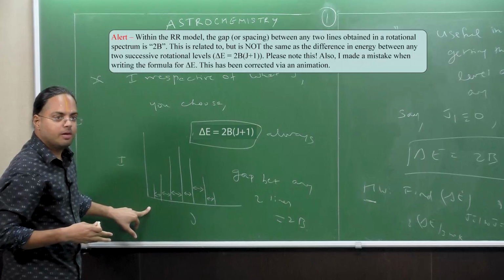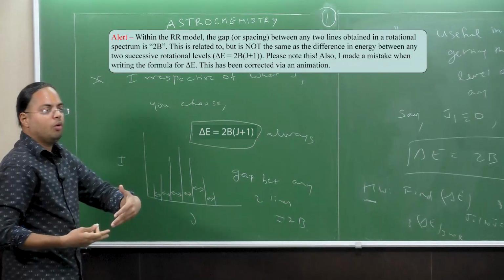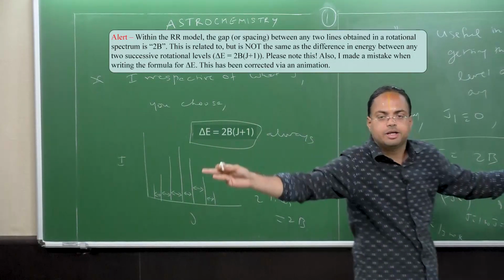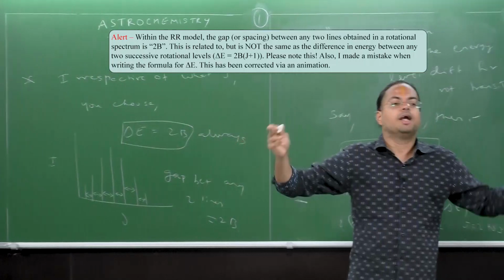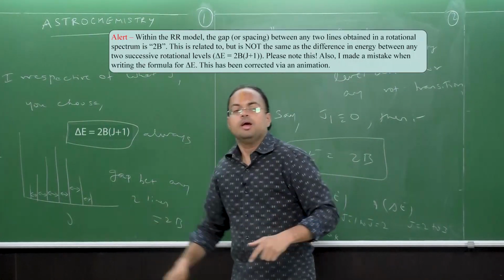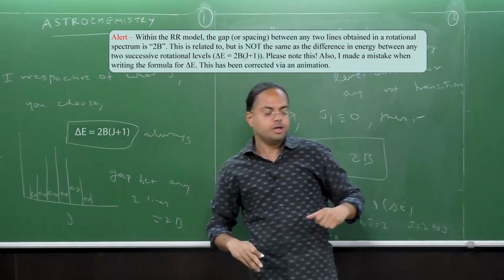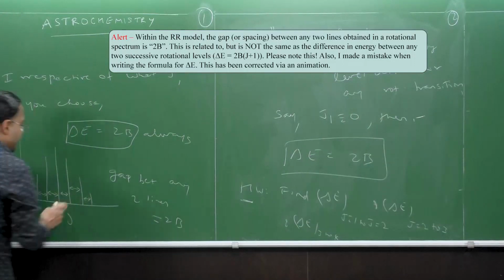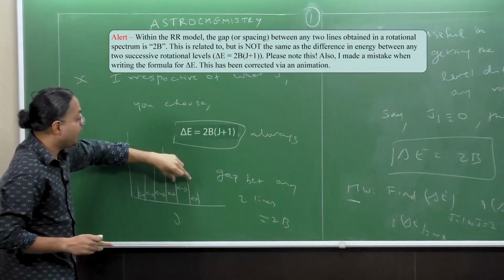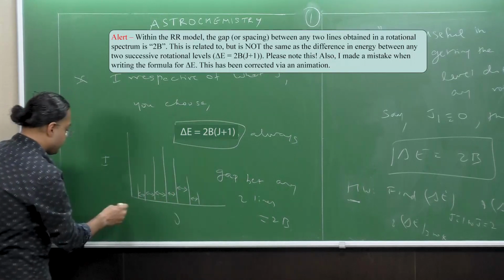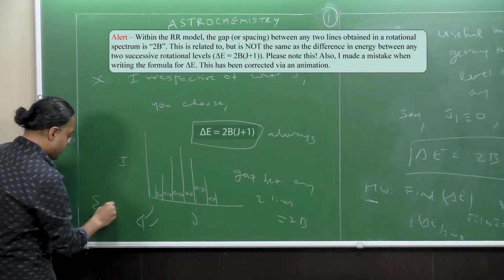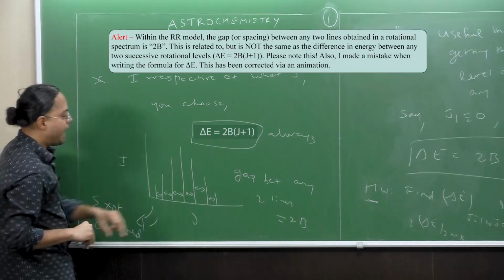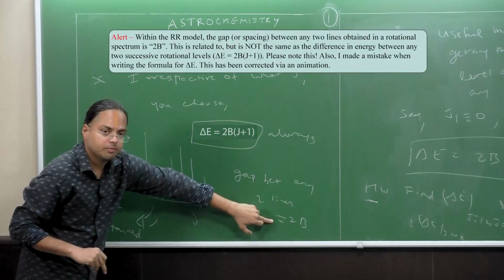Are we clear? Now, on Earth, when you get a rotational spectrum of a molecule, it happens to occur in which region of the electromagnetic spectrum? We've seen this before. It happens in the microwave region. That's also why purely rotational spectroscopy is synonymously called microwave spectroscopy. So the gap between any two experimentally obtained lines is given by 2B.